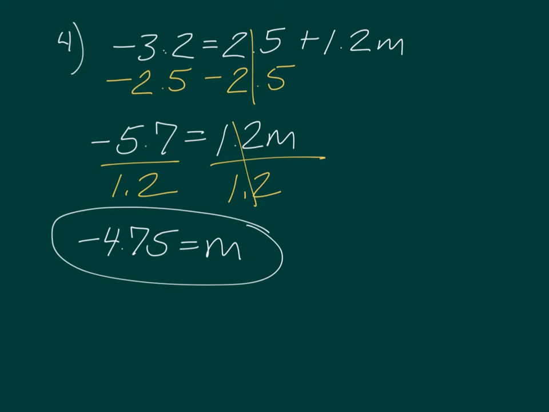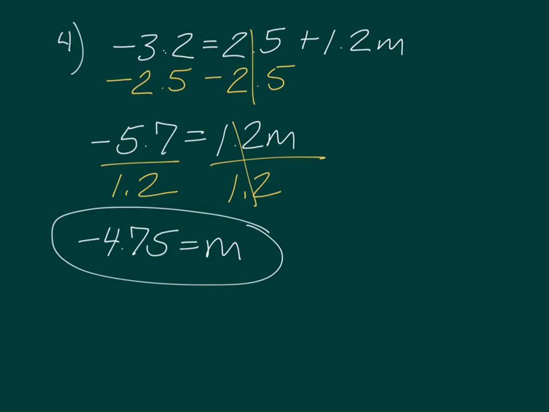Question number 4, again, another equation. This time I decided not to move my variable. I left the variable on the right-hand side, which is fine. It doesn't matter. These have decimals, but you're getting to use the calculator, so all you do is just work through. So in this case, I subtract because that is a positive 2.5. Subtract 2.5, then divide by 1.2 and get negative 4.75. Again, that's a gimme problem.